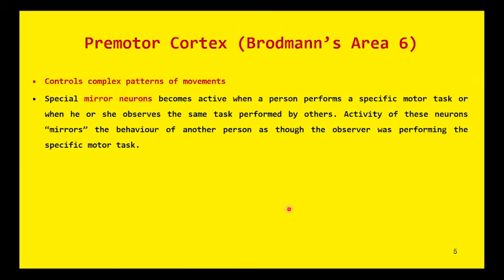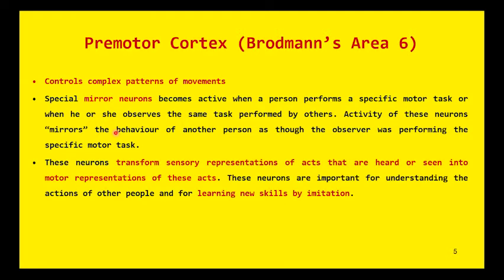Another unique feature of the premotor cortex is that this area contains special neurons known as mirror neurons. Why are they called mirror neurons? Because they transform the sensory representation of facts into motor representations. So these neurons are responsible for learning new skills. And how do they learn new skills? By imitation. That is the reason we call them mirror neurons.